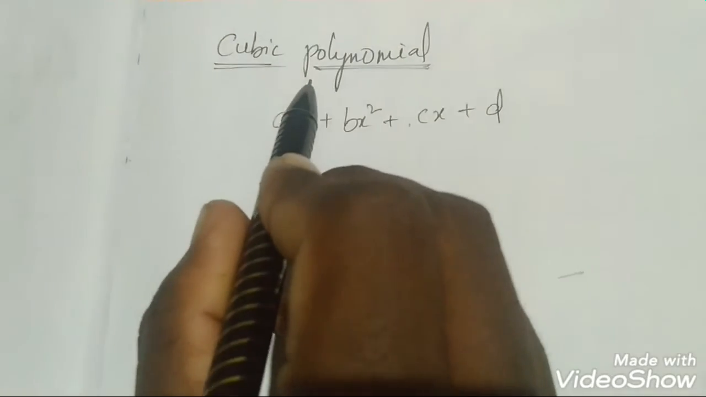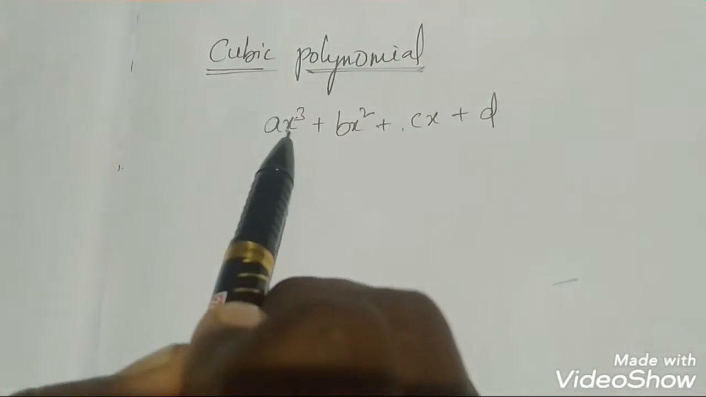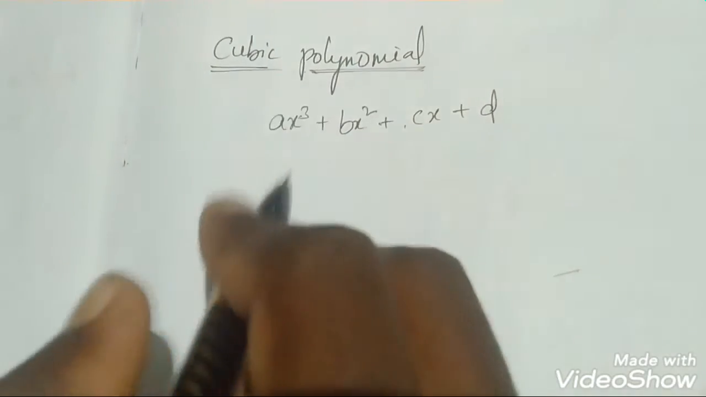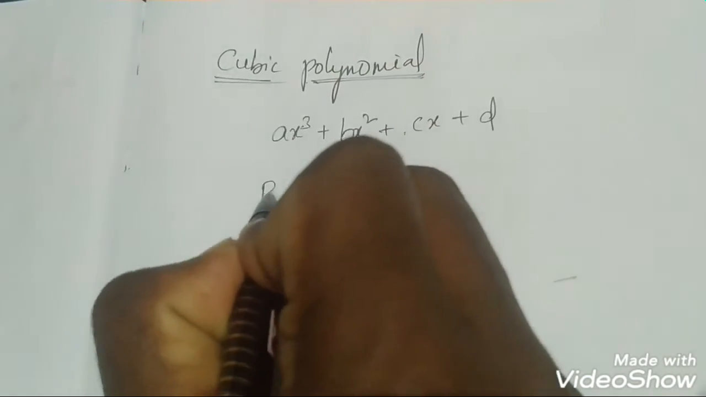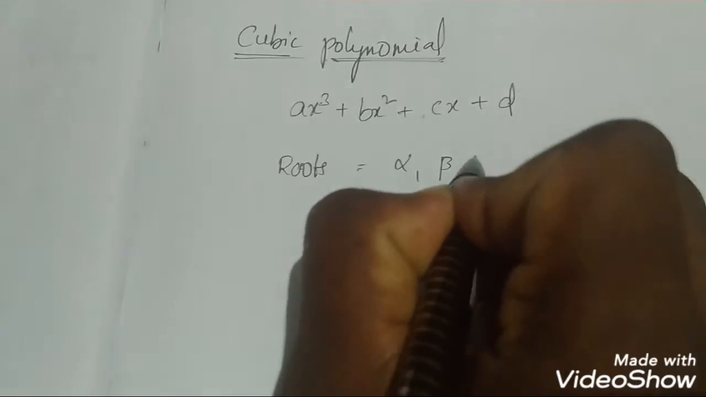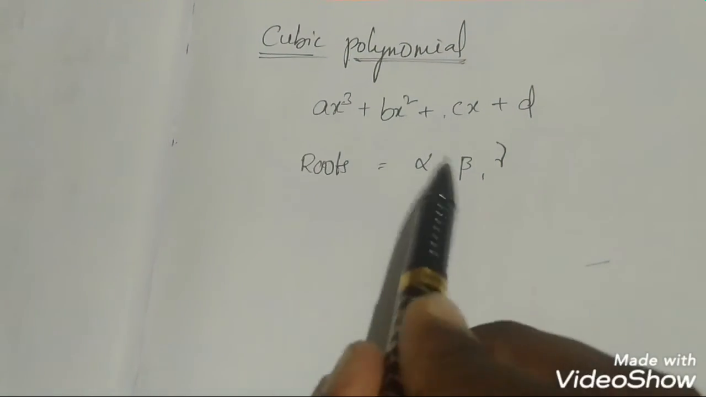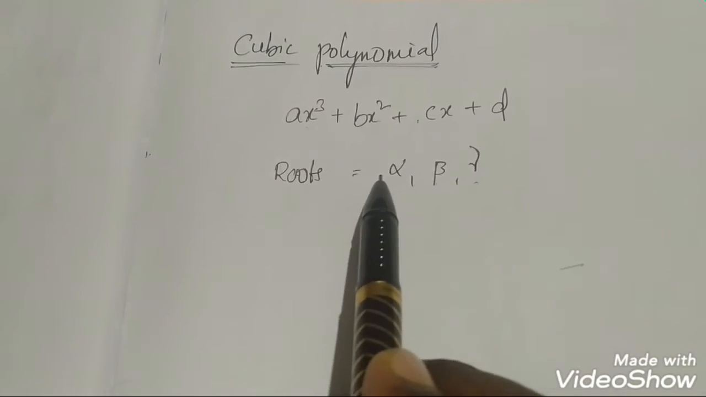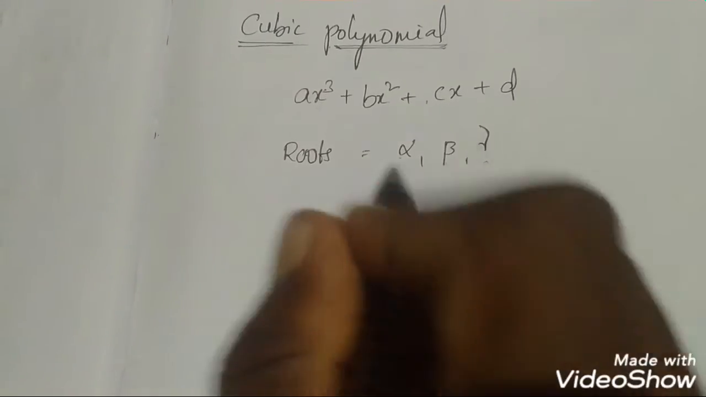In this cubic polynomial, we must find the relationship between roots and coefficients. As it is a cubic polynomial, there are 3 roots. Let us take the roots as alpha, beta and gamma. Since it is a cubic polynomial, there will be 3 roots and we don't know their values. Therefore, we are calling them alpha, beta, gamma.